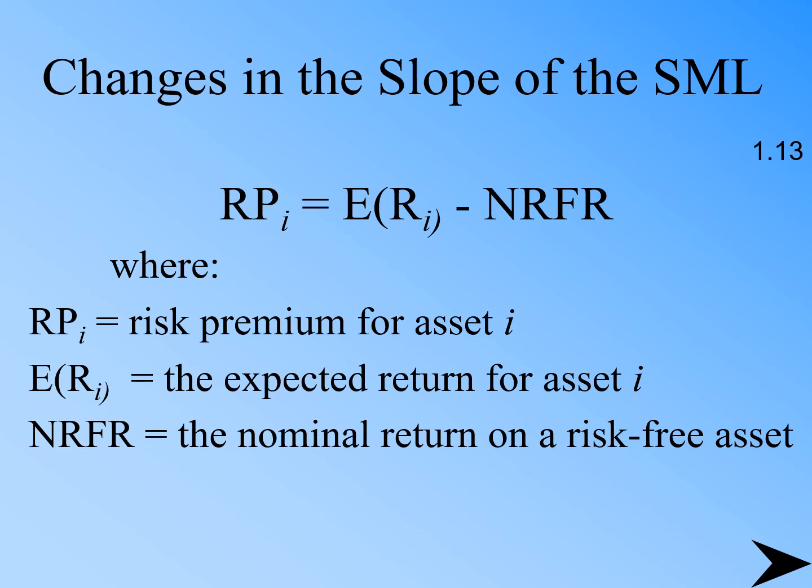So risk premium RP_i is equal to expected return ER_i minus nominal risk-free rate of return NRFR. So RP_i is basically the risk premium for asset i, and ER_i is equal to the expected return for asset i, and NRFR is equal to the nominal return on a risk-free asset.